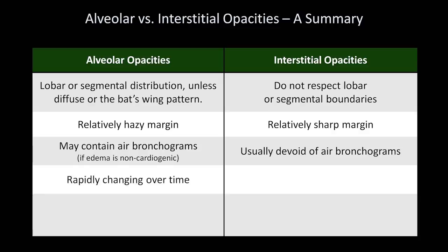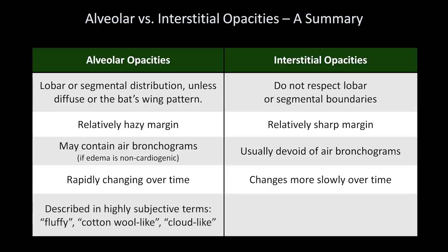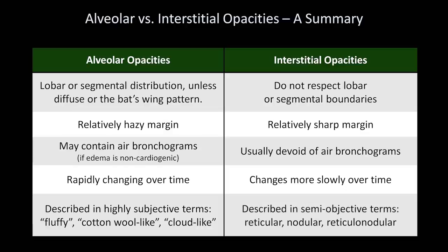Alveolar opacities can change rapidly over time, with an ability to appear and disappear within hours, while interstitial opacities generally evolve much more slowly. And finally, alveolar opacities are often described in highly subjective terms such as fluffy, cotton wool-like, or cloud-like. Interstitial opacities are described in the semi-objective terms of reticular, nodular, or reticulonodular.